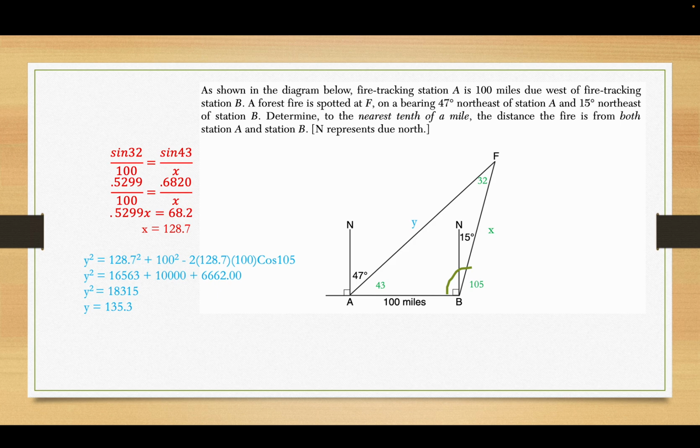Okay, and that makes sense, right? Because the longest side is across from the biggest angle. The medium side's across from the medium angle, and the smallest side's across from the smallest angle. All right.